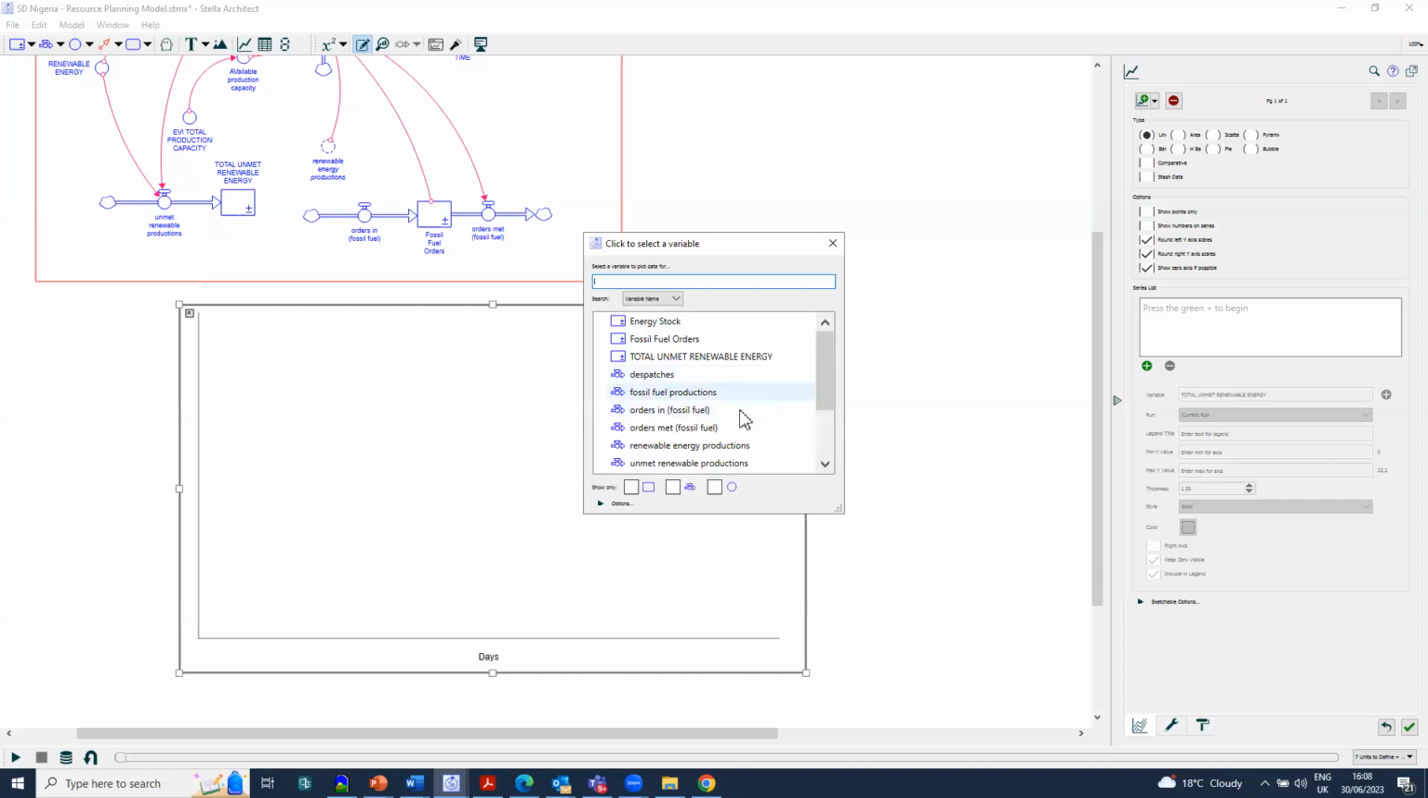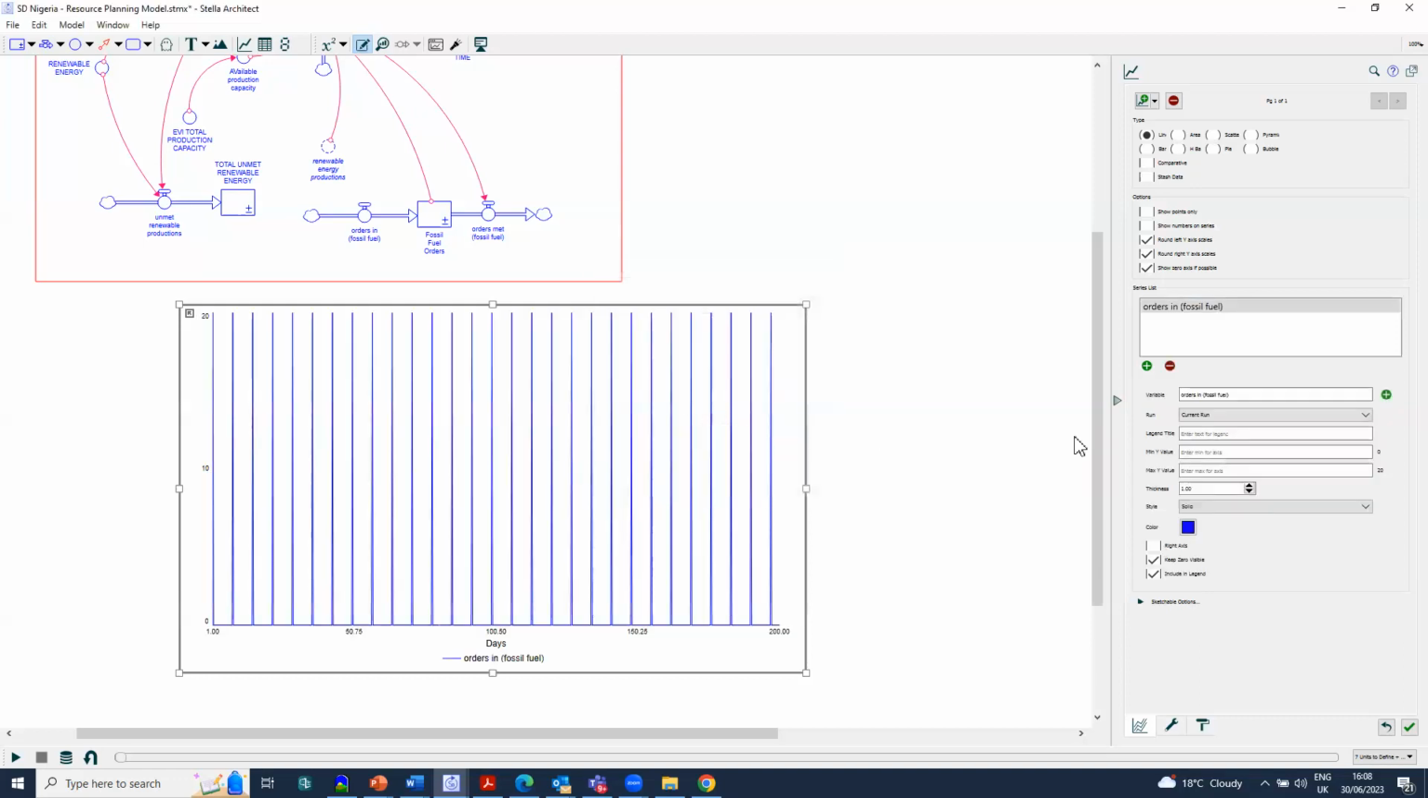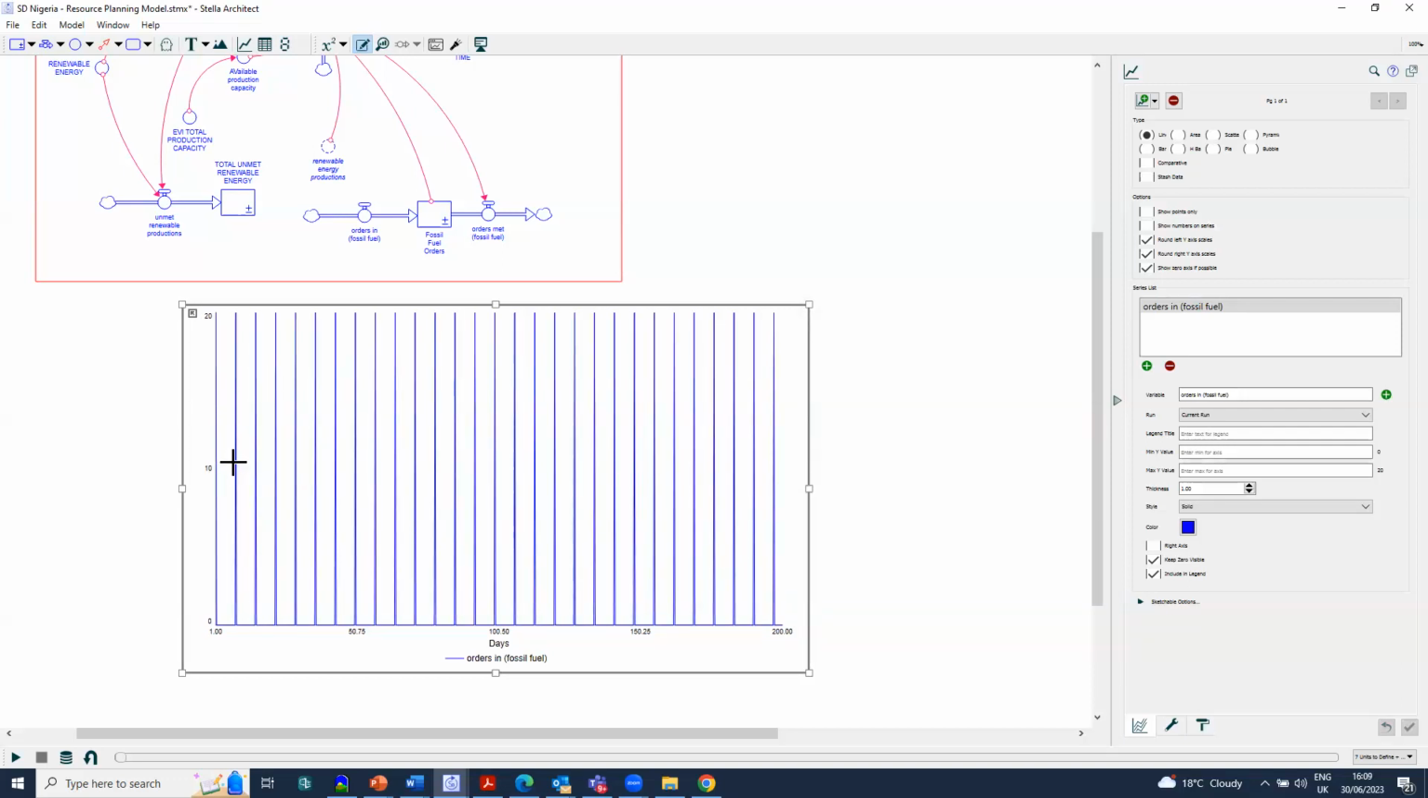Orders in. So you can see every 7 days the order comes in once a week, and that's what was said earlier on, that we can have the order coming in once every week. You can see the order is coming in once every week, and that's what it is.